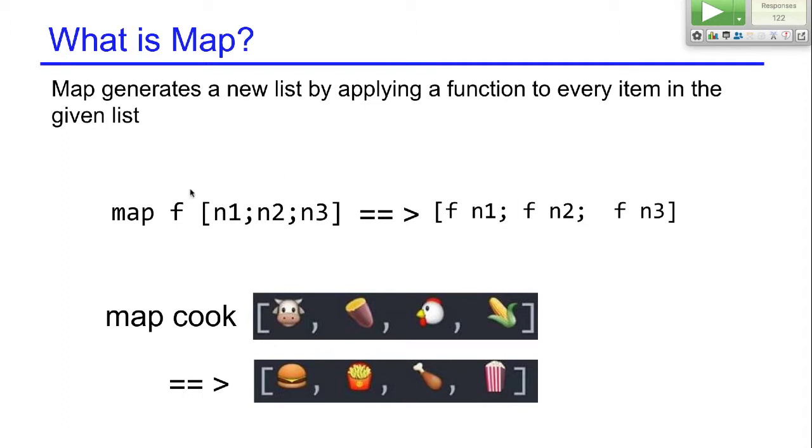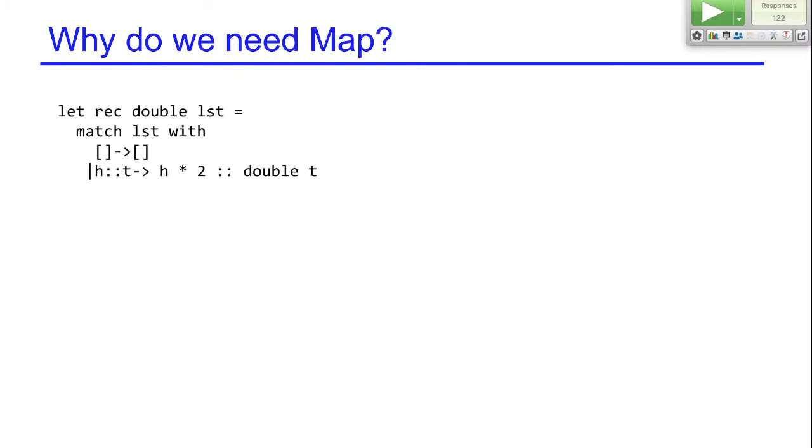That is, I have a map and then a function. I will apply this function f to each member of the list. That is, apply f to n1, f to n2, f to n3. Or you apply the function cook to each of them, and you apply this method to each member of the list, and you create a new list. Map is very powerful, okay?